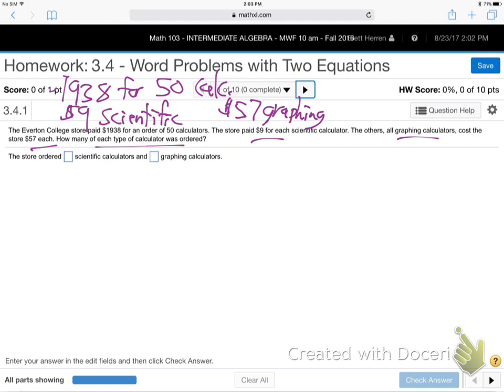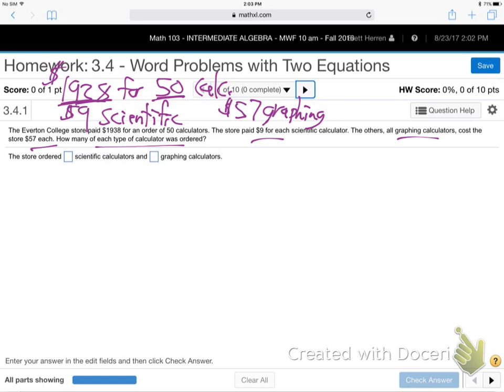They spent $1,938 buying, for the bookstore, for the college or whatever, 50 calculators. They bought some scientific, some graphing. Everybody getting the deal? They bought some cheap ones, the scientific kind. They bought some more expensive ones, the graphing kind. Somehow, altogether, it came out to be $1,938 for 50 calculators. So how many of each type did they buy?